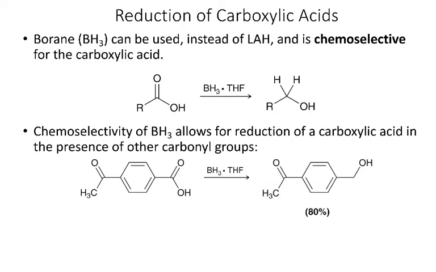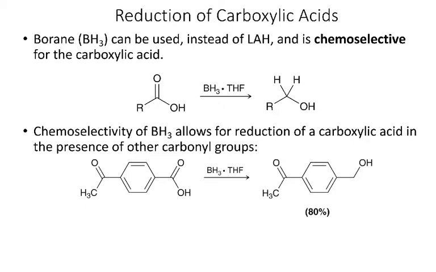Now, there is an alternate reagent that can be used to reduce carboxylic acids to primary alcohols, and that is borane. So if we use BH3 and THF, similar to the reagents that we used in the hydroboration oxidation when we studied reactions of alkenes, that will convert our carboxylic acid into a primary alcohol. The reason we talk about borane in addition to lithium aluminum hydride is that borane is chemoselective. It will react with carboxylic groups and not react with other carbonyl groups.